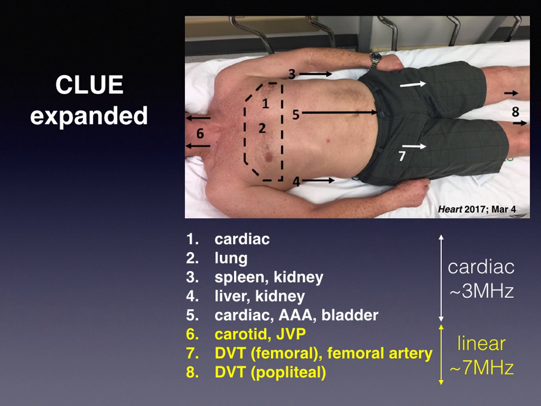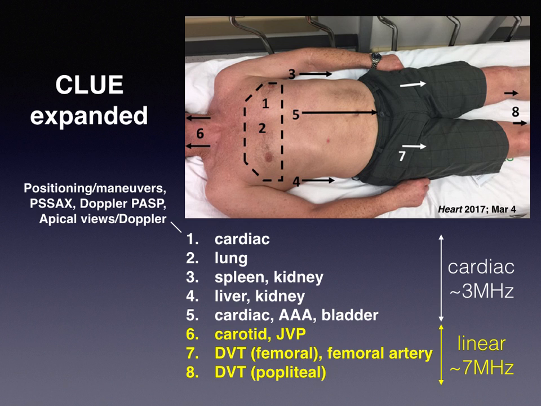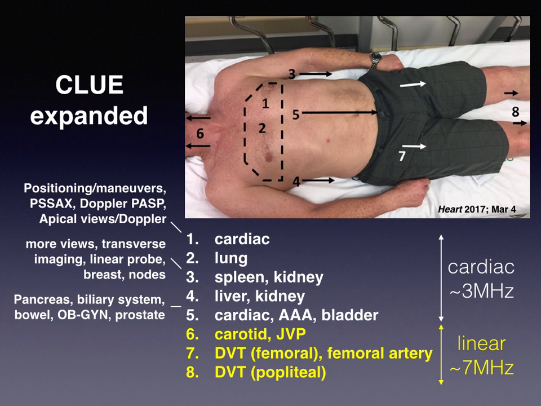But as one gets better, one can imagine that CLUE can continue to expand to include more advanced cardiac Doppler and apical views, as well as more views of the chest wall using the linear probe, as well as more views of the internal organs of the abdomen, including the pancreas, the biliary system, as well as pelvic organs and prostate. And then ultimately, you can look at lymph nodes, thyroid, and perform Doppler when assessing carotid lesions.